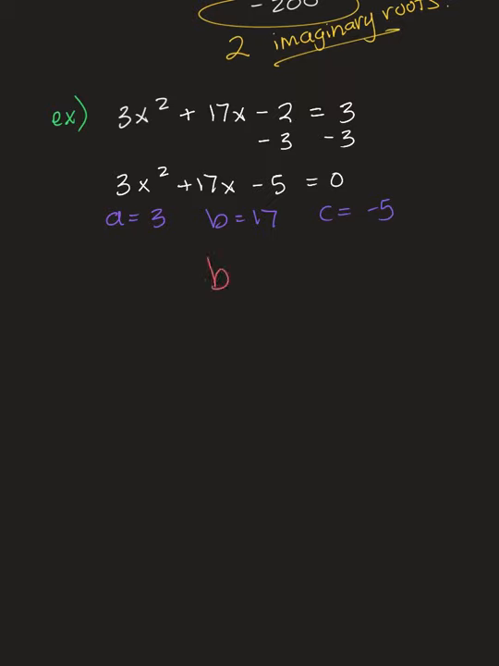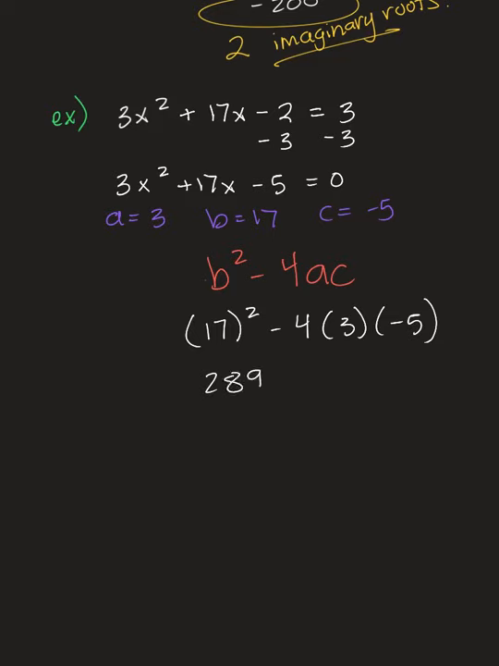Above, we had our discriminant formula written. It was b squared minus 4ac. And then we're going to just take all of our values and plug it in, giving us 17 squared minus 4 times 3 times negative 5. Okay, 17 squared is 289, and negative 4 times 3 times negative 5 is positive 60, and when we add that, we get 349. All right, this number is positive.